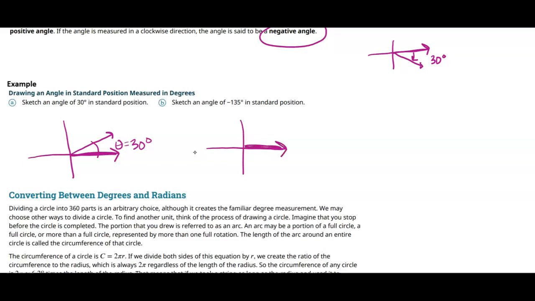I have my initial side. Now here would be negative 90, and this would be negative 180. And so I know negative 135 would have to be somewhere between those two numbers. Negative 135 is 45 degrees more than negative 90 degrees. And so I could make an extra 45 degree angle here. And we would say that that angle measure is negative 135.